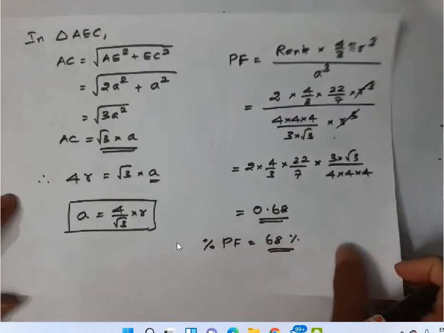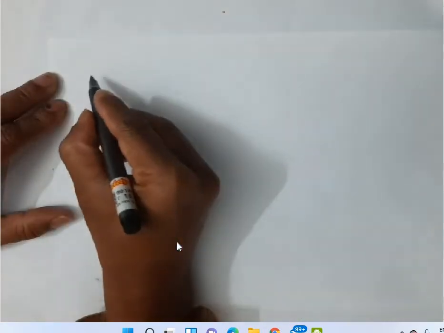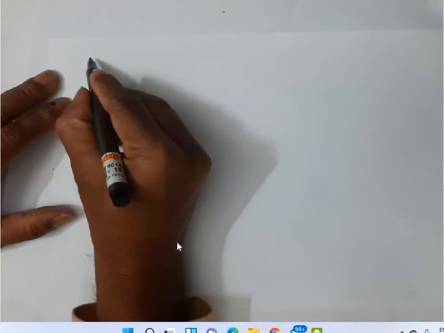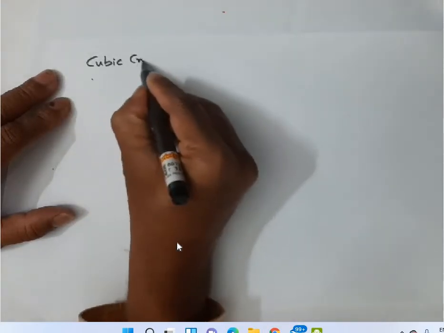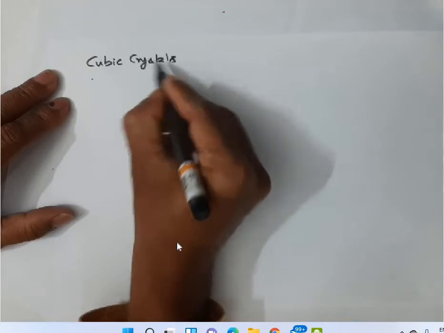Now, let me summarize whatever we discussed so far. In the case of packing fraction, we have taken simple cubic crystals. We have only discussed these. We are not going to discuss all other crystals. We are going to discuss, I told you, cubic crystal and hexagonal crystal. We are not going to discuss all other crystals.